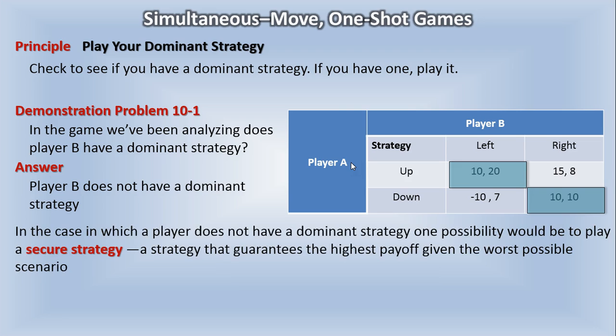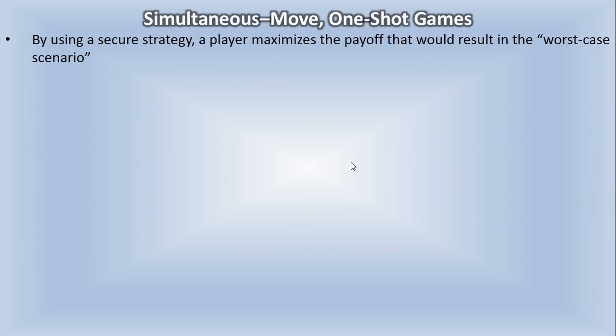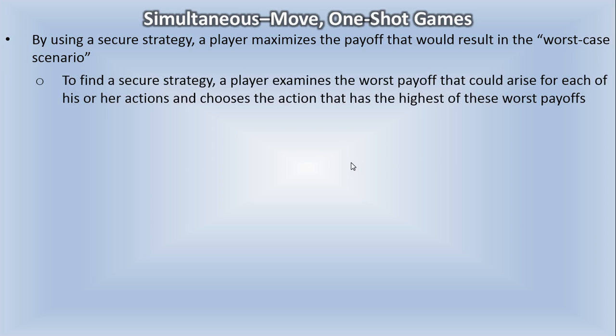Another type of strategy a player can engage in is called a secure strategy. In the case in which a player does not have a dominant strategy, one possibility would be a secure strategy, a strategy that guarantees the highest payoff given the worst possible scenario. So essentially, they think about what's the worst possible scenario for them, and they try to minimize that, like get the second best worst outcome, basically. By using a secure strategy, a player maximizes the payoff that would result in the worst case scenario. To find a secure strategy, a player examines the worst payoff that could arise for each of his or her actions and chooses the action that has the highest of these worst payoffs.